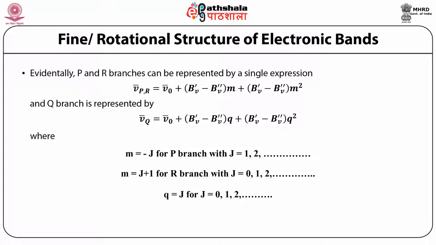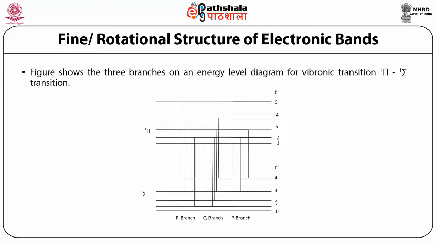The figure shows all these three branches on a single energy level diagram for the vibronic transition singlet pi to singlet sigma transition. This figure shows the R branch, Q branch and P branch. In the absence of Q branch, there is one simple series of lines in which the separation between lines changes regularly. For singlet pi state, the possible values of J are lambda, lambda plus 1, lambda plus 2 and so on, that is 1, 2, 3 and so on.